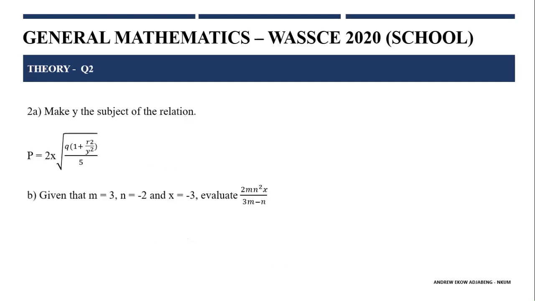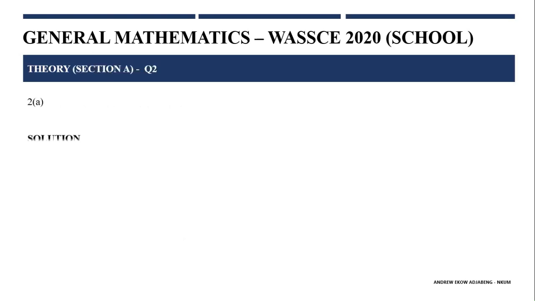And for question 2A, make Y the subject of the relation. And then in B, given that M equals 3, N equals -2, and X equals -3, evaluate 2mn squared x over 3m minus n. So first, we need to find for A. To find for A, we have P equals 2x root Q, bracket 1 plus R squared over Y squared, all over X, sorry.